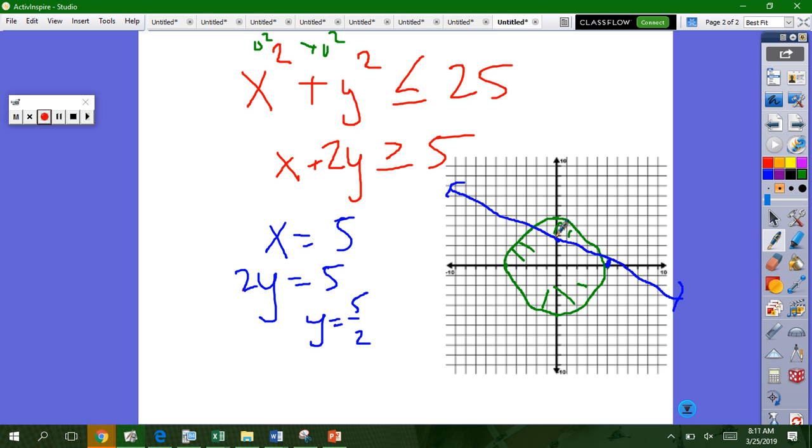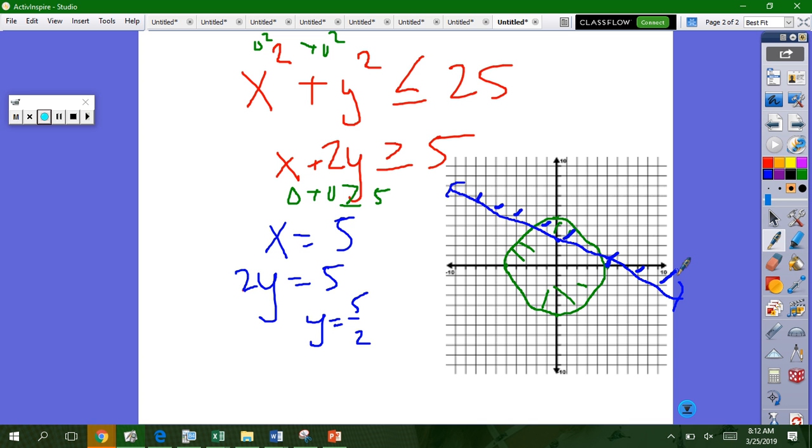What's another nice point for the line that it doesn't go through? You may not use it if it goes through it. 0, 0 again works, doesn't it? Okay, so I plug it in. Is 0 plus 0 greater than or equal to 5? Is that true or false? False. So because that is a false statement, I'm going to shade the opposite side of 0, 0. So I'm shading this side. Would you guys agree?